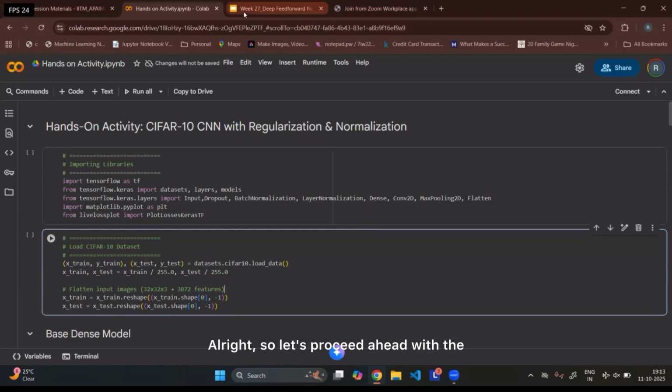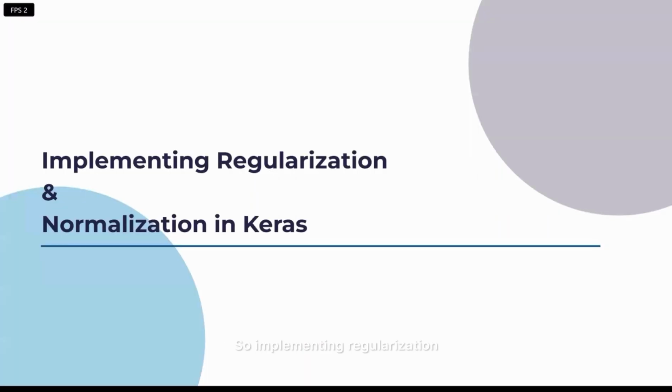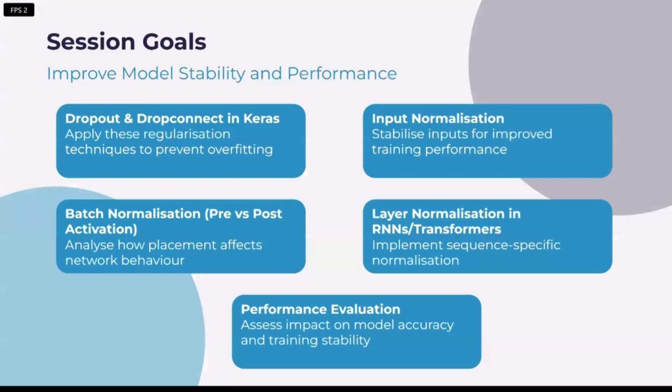All right. So let's proceed ahead with this. Implementing regularization and normalization in Keras, right? Batch normalization, mini batch, and all those things will be seen. What I mentioned is drop connect, if you remember. Last time I discussed the theoretical concept and the conceptual framework of drop connect versus dropout, right? If you remember, right?